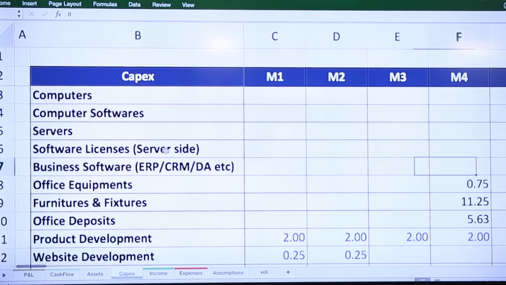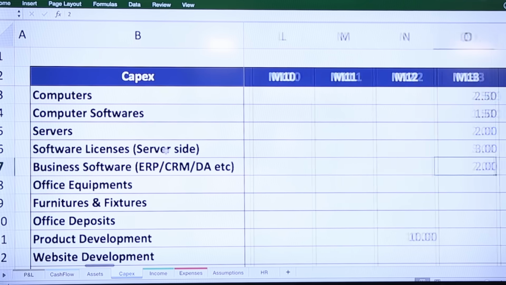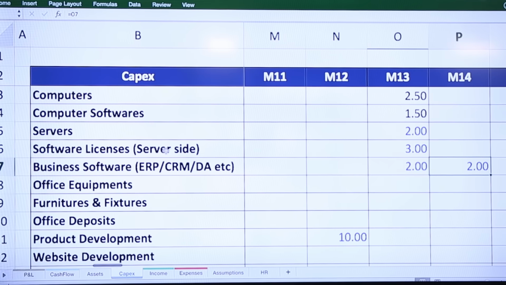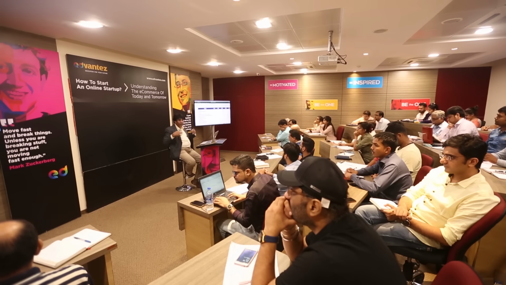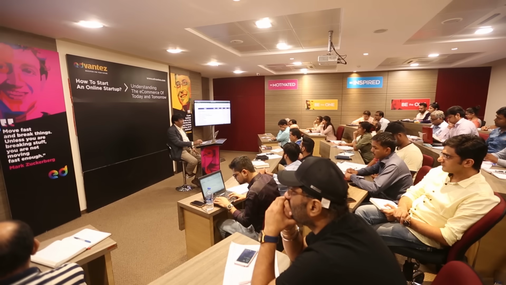Then business software. Now, as your business grows, you require more and more software. So you just can't work on Tally. You require a lot of software to manage. You require software to manage your HR. You may require software to manage your operations. You may require software to manage your CRM. You may require software to manage your others. So complete ERP. Okay. So all that software.